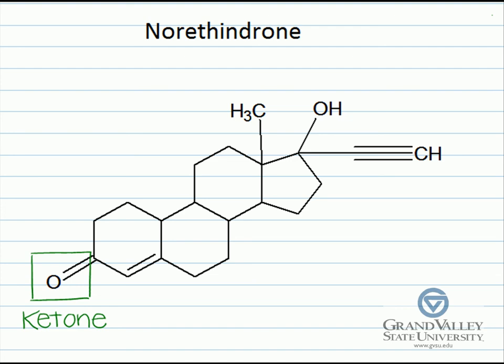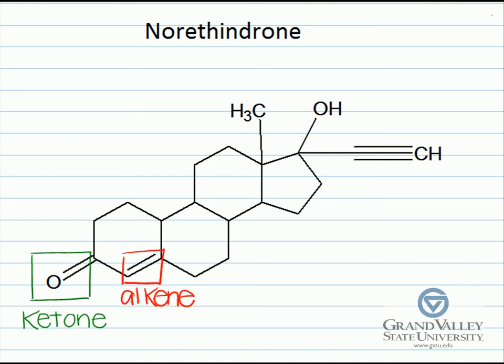The next functional group, as we work our way from left to right, is the carbon-carbon double bond. This is the only carbon-carbon double bond in this six-membered ring, so this excludes arenes. This is then classified as an alkene.